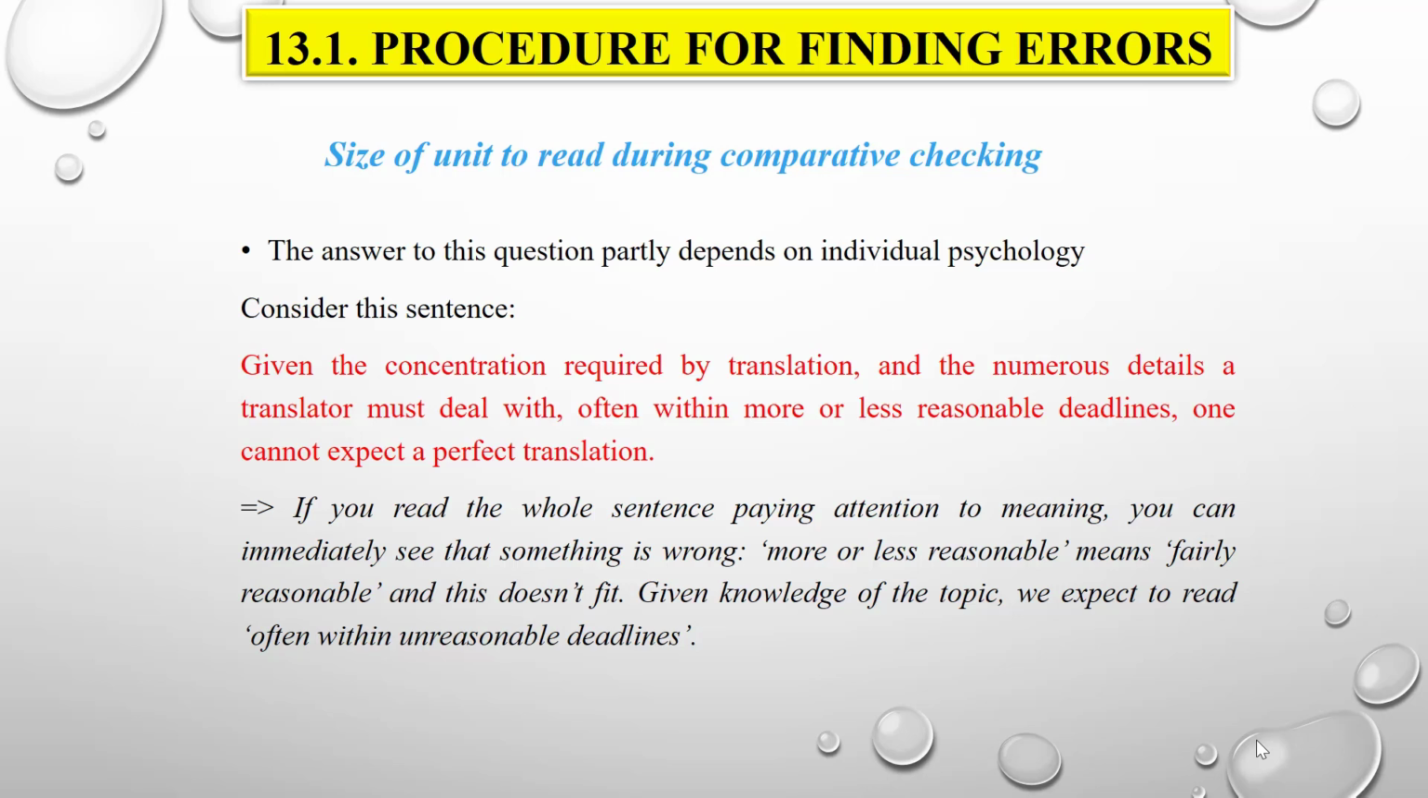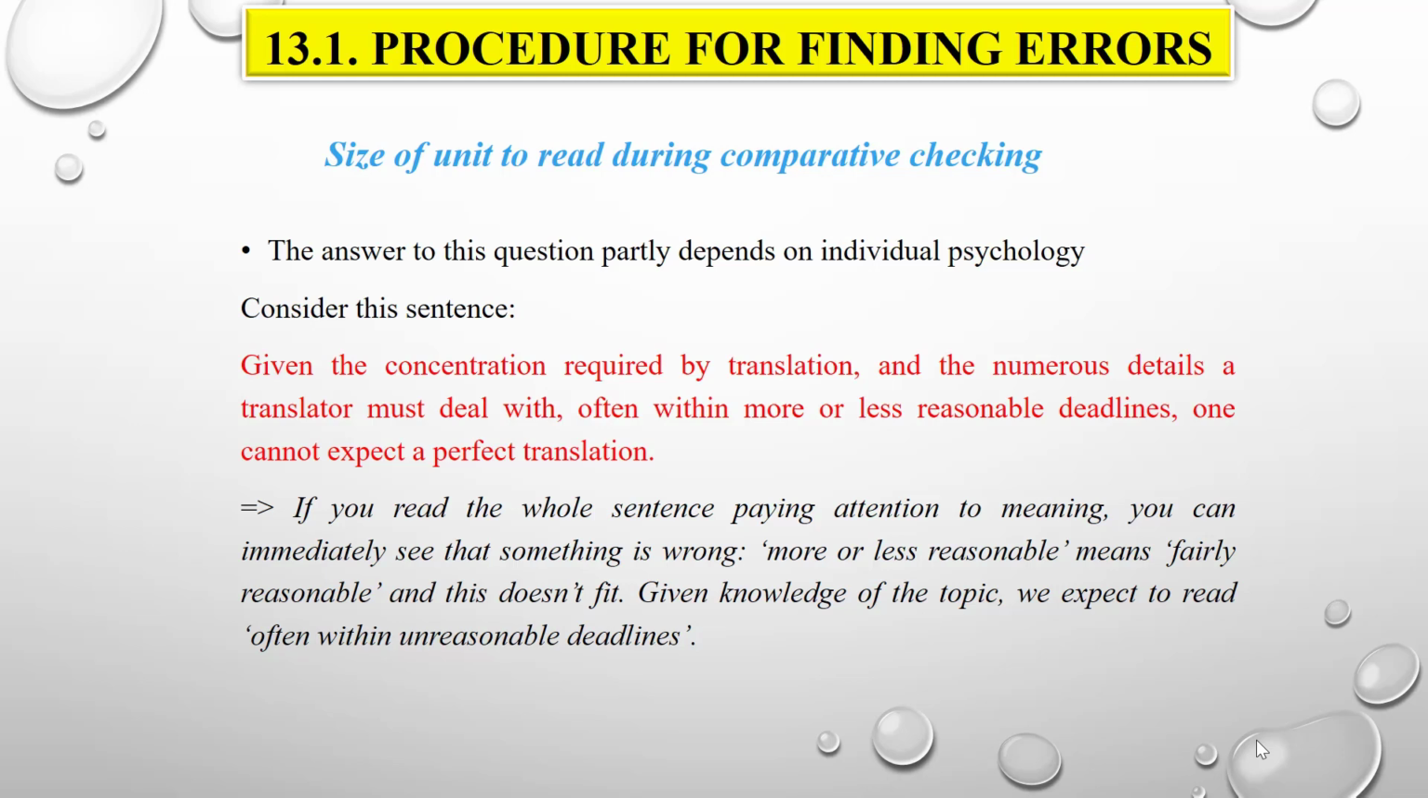Consider this sentence. Given the concentration required by translation and the numerous details a translator must deal with, often within more or less reasonable deadlines, one cannot expect a perfect translation. If you read the whole sentence paying attention to meaning, you can immediately see that something is wrong. More or less reasonable means fairly reasonable, and this doesn't fit. Given knowledge of this topic, we expect to read often within unreasonable deadlines.